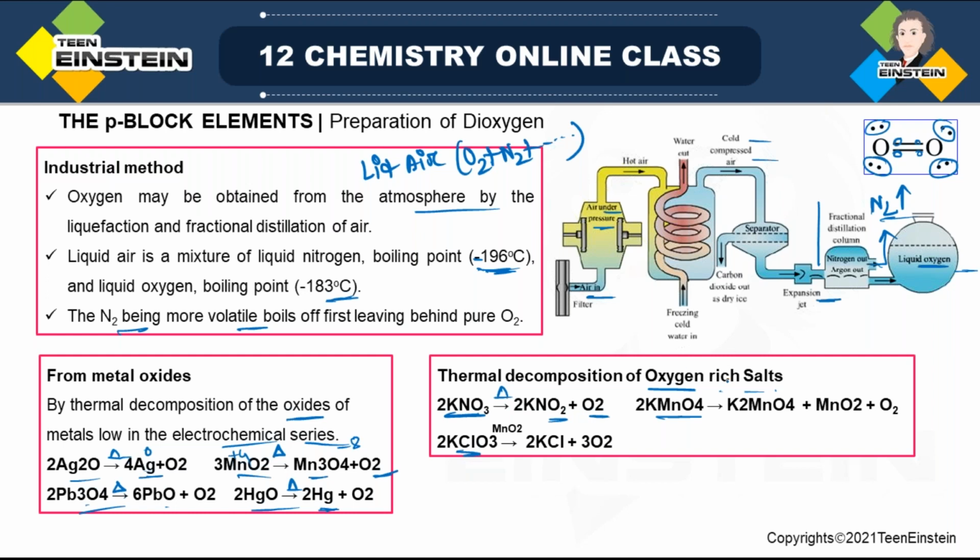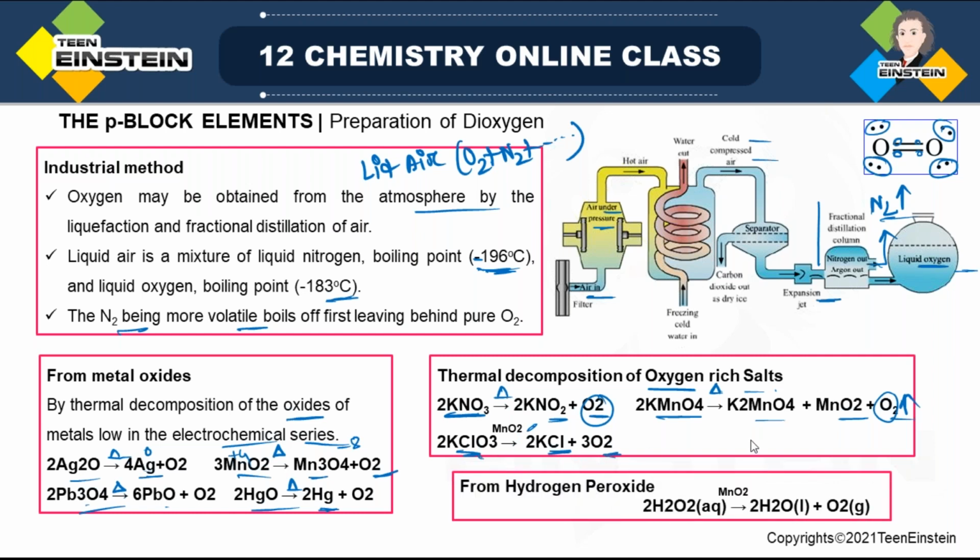Similarly, KMnO4, when it is heated, is converted to K2MnO4. So KMnO4, potassium permanganate, gives potassium manganate, MnO2 and O2. So O2 is produced. That is our main concern. And potassium chlorate, in presence of catalyst manganese dioxide, is converted to KCl and O2. So all the oxygen atoms are removed.